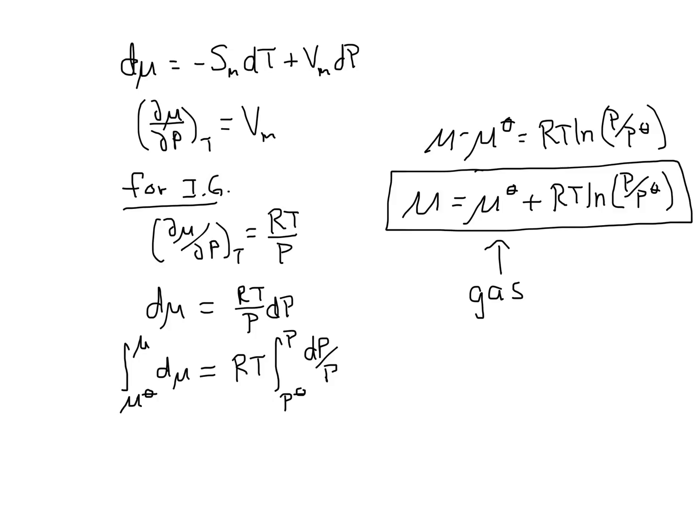We will see that in general, we can write the chemical potential of a substance as the chemical potential in the standard state for that substance plus a correction for not being at standard state.